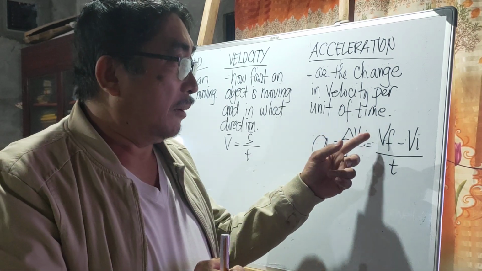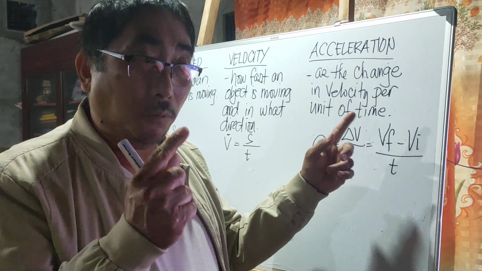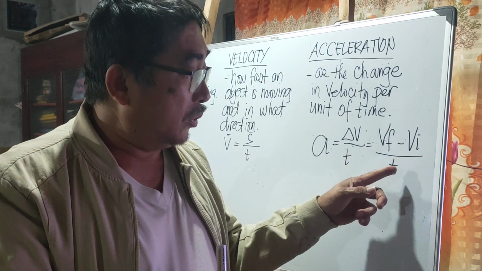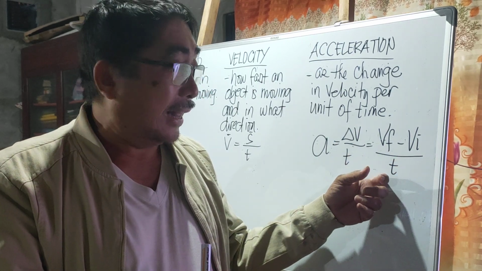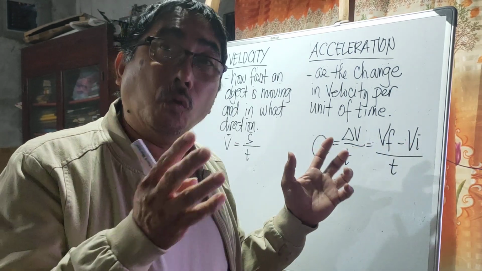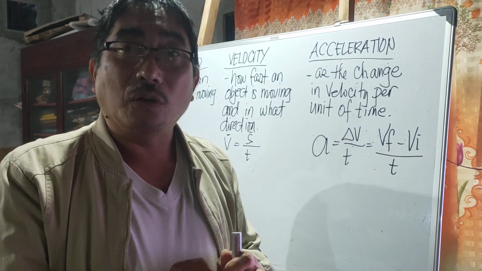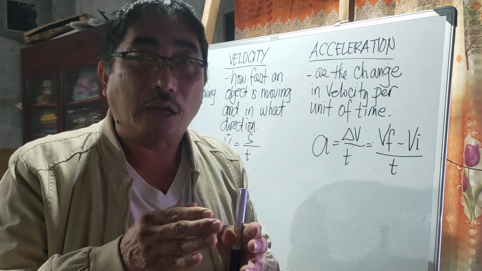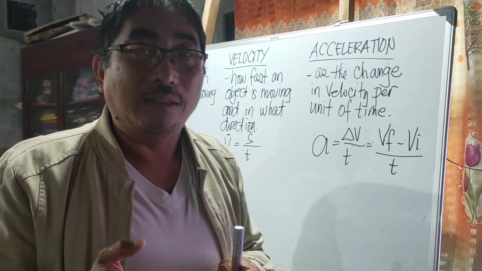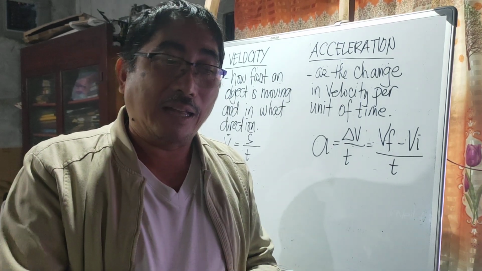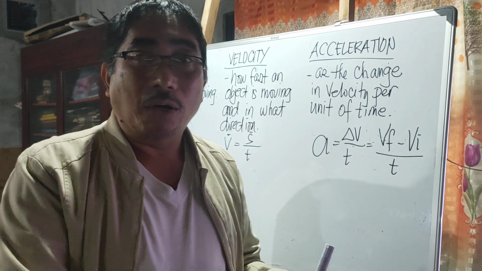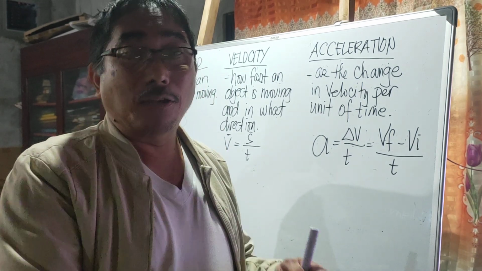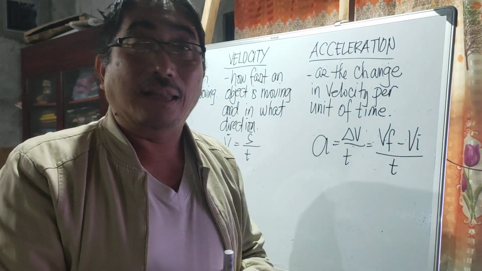Kaya kung ano yung final velocity mo, isubtract mo yung initial velocity, i-divide mo doon sa time elapsed from your initial to final, and then that is your acceleration. Ang ibig sabihin sa Tagalog ng acceleration ay yung pagbilis. Diba? Kaya yung ating mga sasakyan, meron tayong tinatawag na accelerator pedal, kasi pagka pinress natin yun or tinapakan natin yun, pabilis ang takbo ng ating sasakyan.